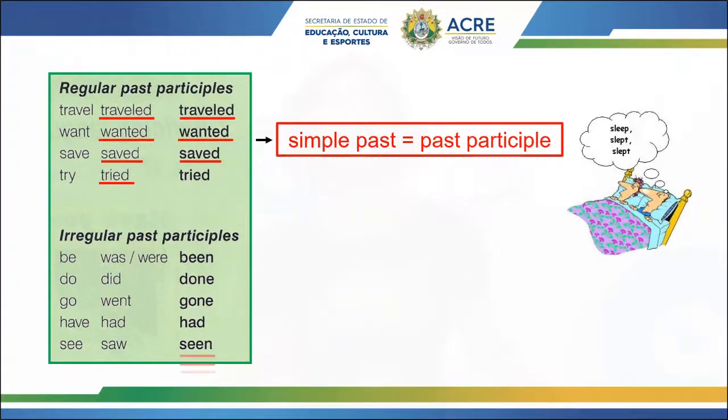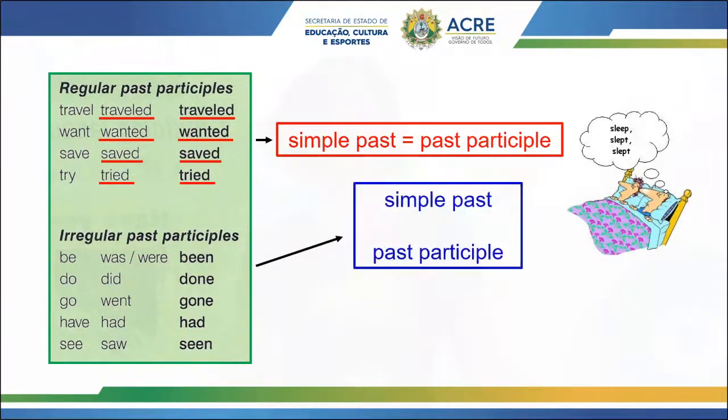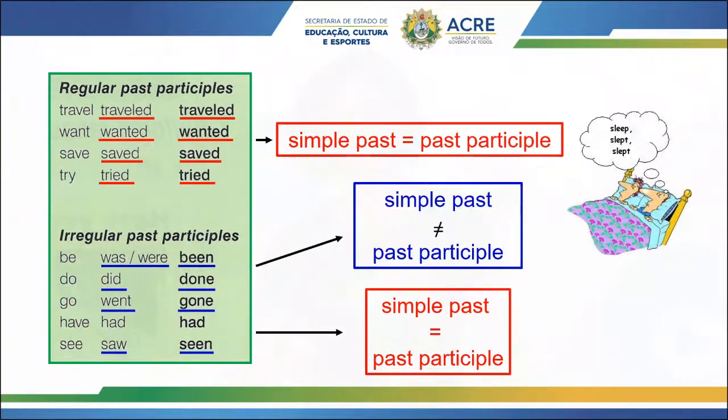With irregular verbs, we have 2 situations. Situation 1. Simple past and past participle are different. For example, be, was, were, been. And there are more examples. Situation number 2. Simple past and past participle are the same. It happens with regular and irregular past participles. For example, have, had, had.